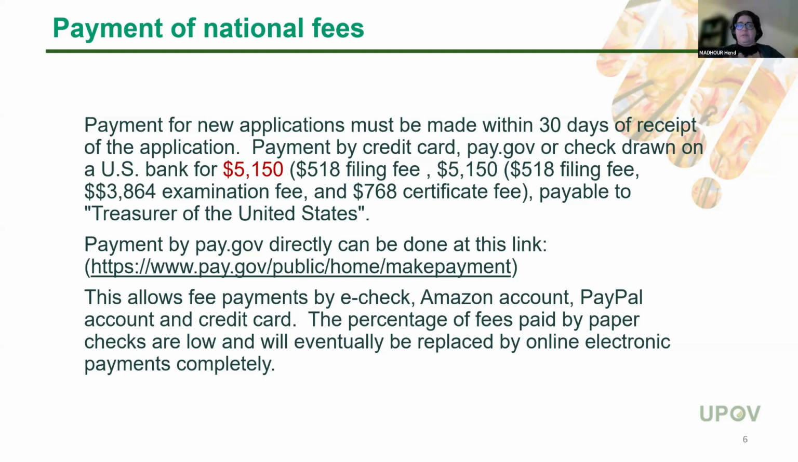For UPOV Prisma, as I explained before, there are two fees. One is the UPOV Prisma fees, and for this one you can use China Union Pay. And then another one is the national fees. For that, I think Jeff, you can explain more.